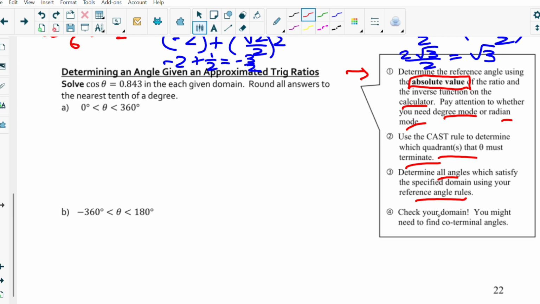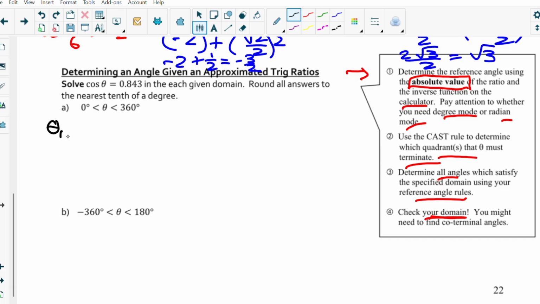Okay, let's do a couple examples. Also check your domain. I'm going to give you different domains to keep you on your toes to see where this exists. Solve cosine of theta equals 0.843 in each given domain. Round all answers to the nearest tenth of a degree. So remember to use absolute value here. Cosine of theta equals 0.843.